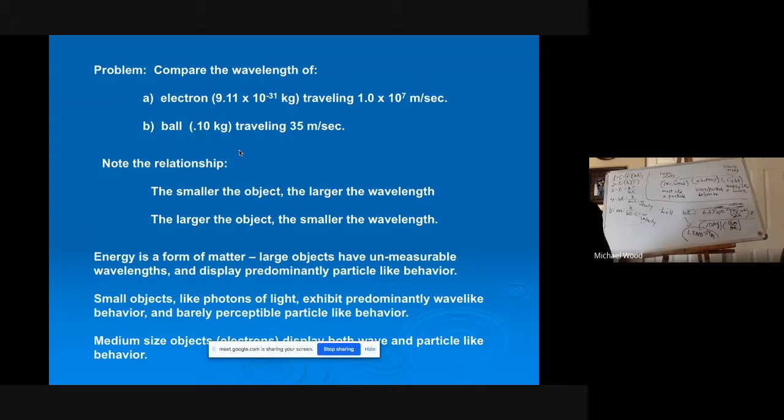So then energy is a form of matter. Large objects have an unmeasurable wavelength, like me, or like a ball, and they display predominantly particle-like behavior. Small objects, like photons of light, exhibit predominantly wave-like behavior, and they have barely perceptible particle-like behavior. And medium-sized objects, which is blocked out here, like electrons, display both wave and particle-like behavior.